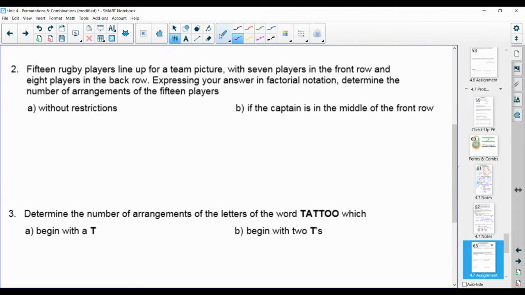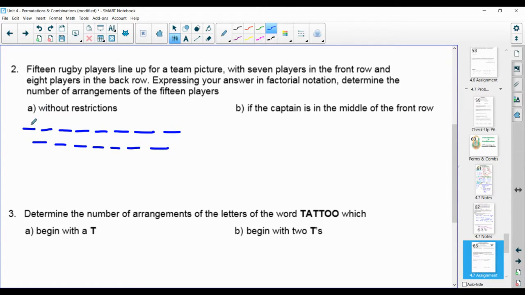Number 2 says 15 rugby players line up for a team picture with 7 players in the front row and 8 players in the back row. And we're asked to express our answer in factorial notation to determine the number of arrangements of the 15 players. Well, this is a question where I would strongly encourage you to draw out the scenario because often seeing 7 in the front and 8 in the back makes us think that we have to deal with the 7 and the 8 separately. But when we write this out, we've got 8 players in the back and we've got 7 players in the front.